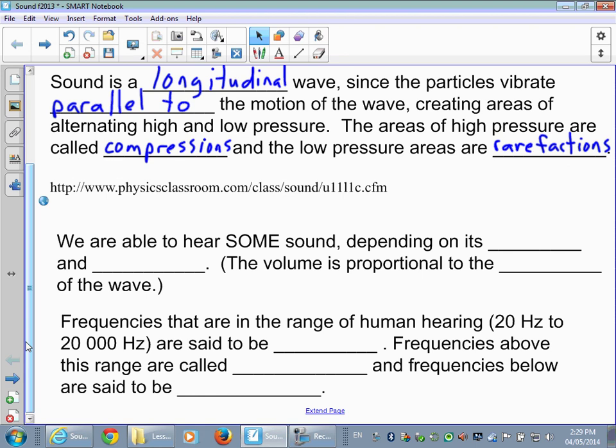We don't hear all sounds. We are able to hear some sounds, and there's two characteristics about the wave that will determine whether we can hear it or not.